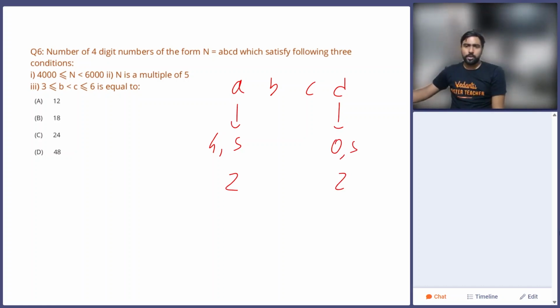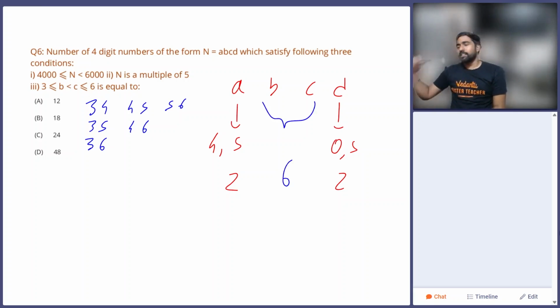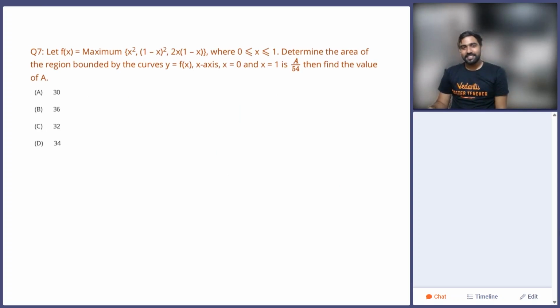Now all I need to think about is B and C. The condition is that B should be greater than or equal to 3 and it has to be less than C, and C should be less than or equal to 6. So I will literally just write down the possibilities. I can have 34, 35, 36, 45, 46, and 56. So these are the 6 total possibilities for the combined BC. So 2 into 6 into 2, that's 24 total possibilities. Option C is the answer for the question. Okay, everyone? Hope the idea is clear.